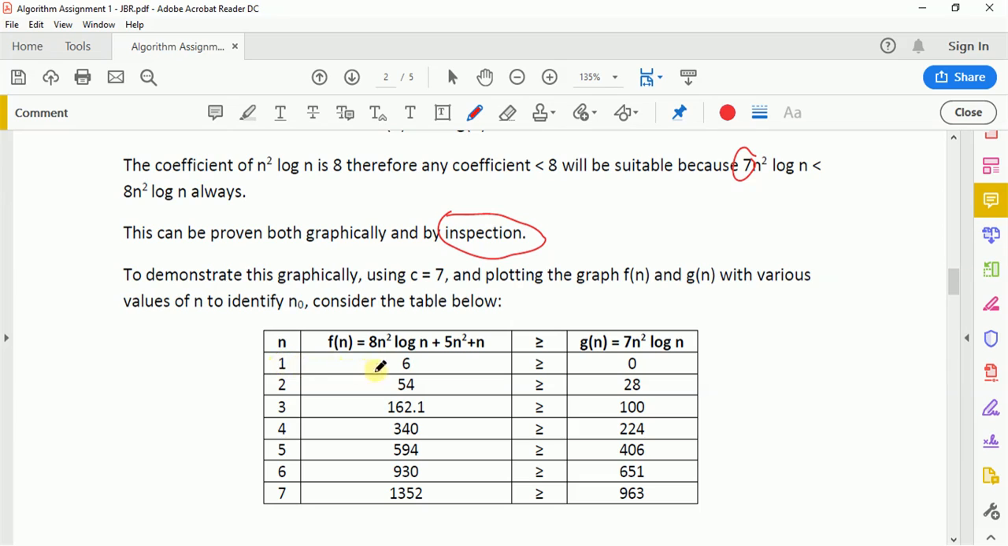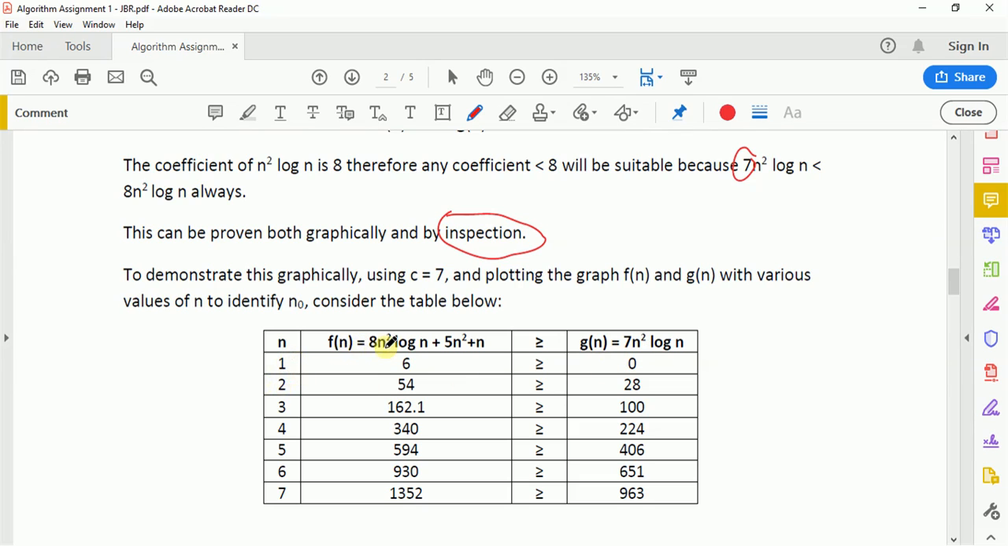When n equals 1, you put n here: 1 squared, 8 log 1, 0 cancels out, 5 times 1 squared, 5, plus 1, 6, is greater than or equal to 0. Log 1 is 0, so everything boils down to 0. So when n is 1, 6 is greater than or equal to 0.